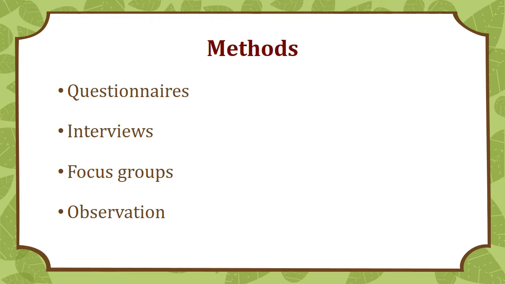Now your methods, as we said, with primary research, you can have questionnaires, which is just a list of questions that people can answer. Interviews, where you have one-on-ones with people. Observation is something that you won't be able to do now, but that would, for example, be I'll go to different bookstores.